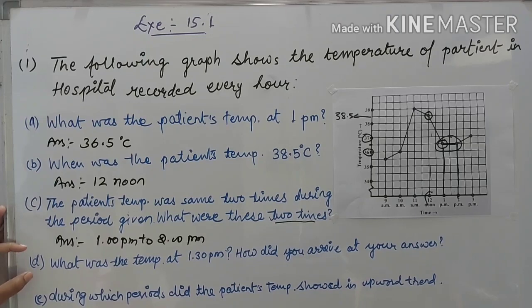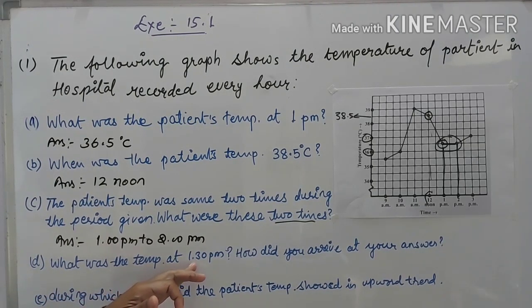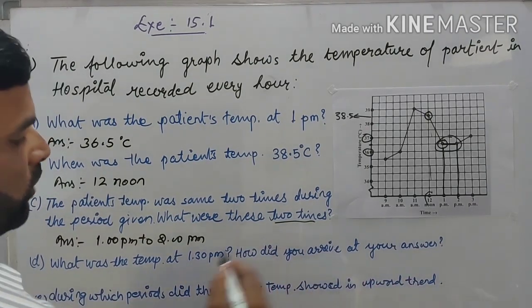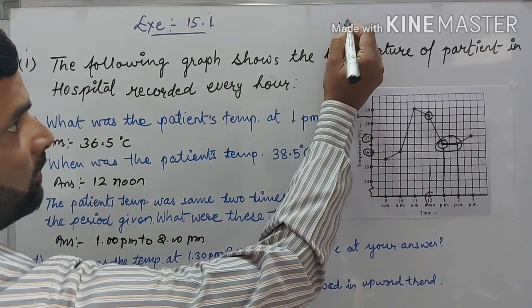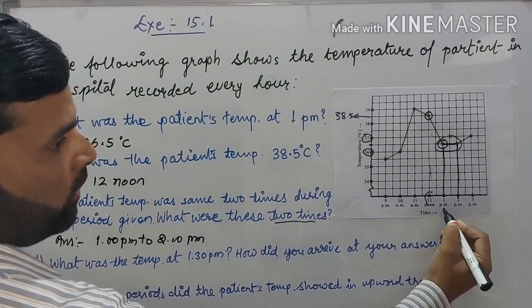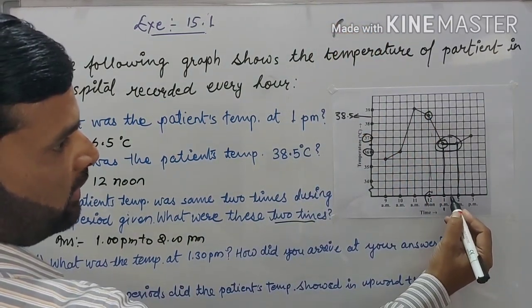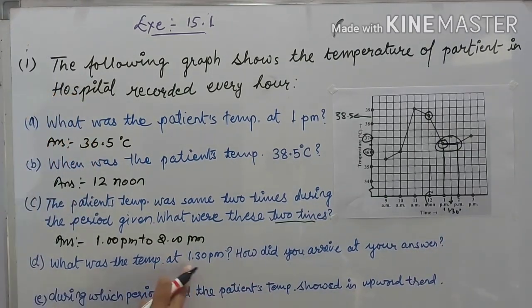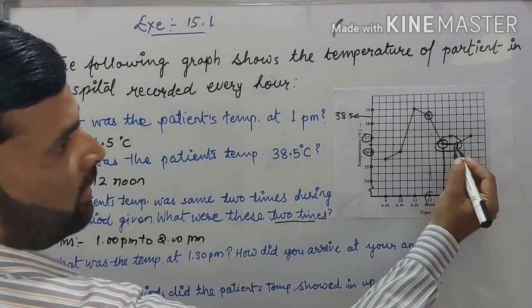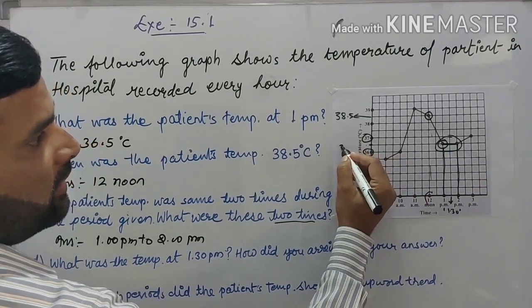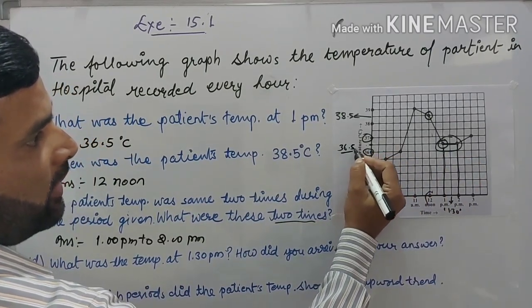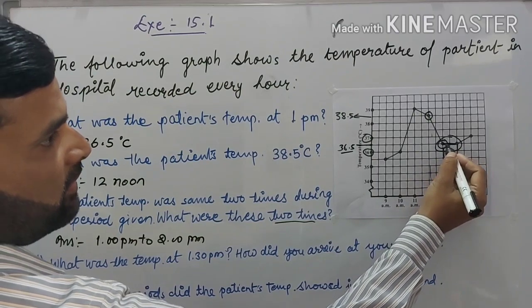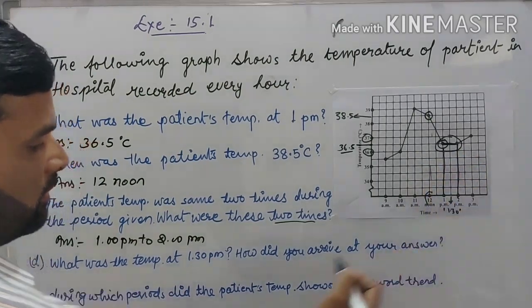Okay, now question D: what was the temperature at 1:30 p.m.? 1:30 p.m. is between 1 and 2. This point is called 1:30. Here the temperature is the same, 36.5. Here it is a constant temperature.